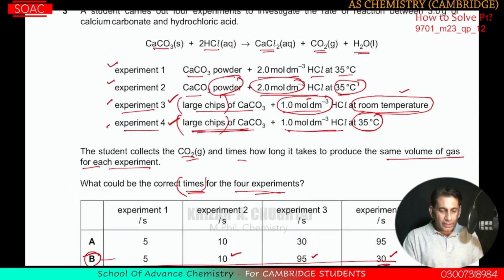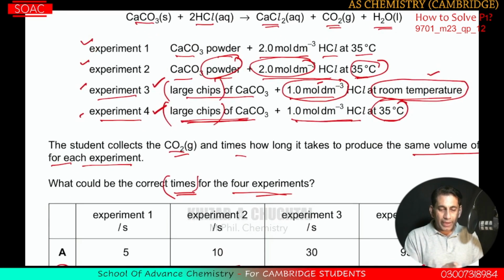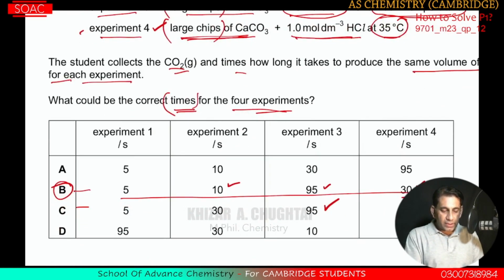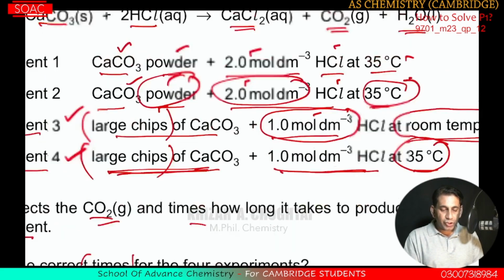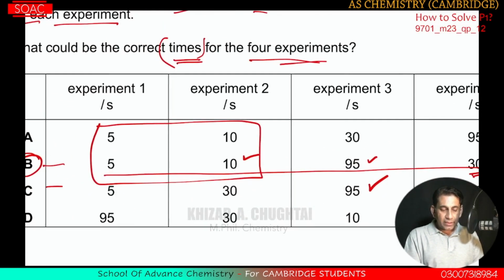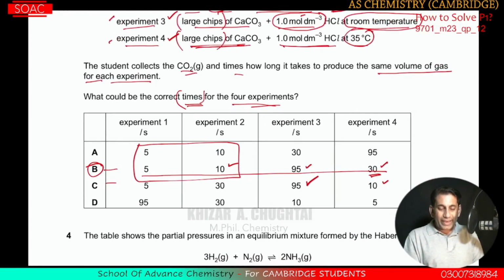However, I'm not convinced by the results of experiments 1 and 2, because they have pretty similar, the same, conditions: calcium carbonate powder, 2 mol per dm³ HCl, same temperature. So in my opinion, these two columns should have the same number. However, we can conclude that B is the correct option from the rest of the data.